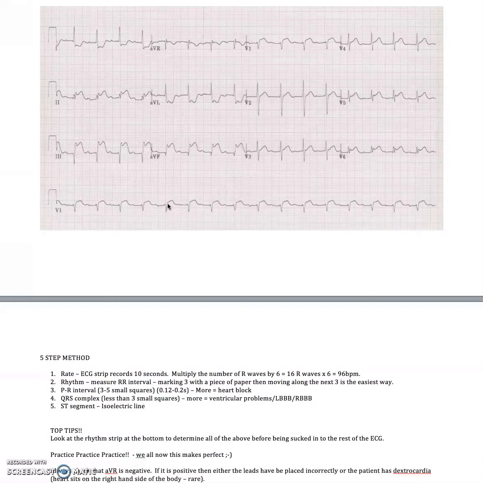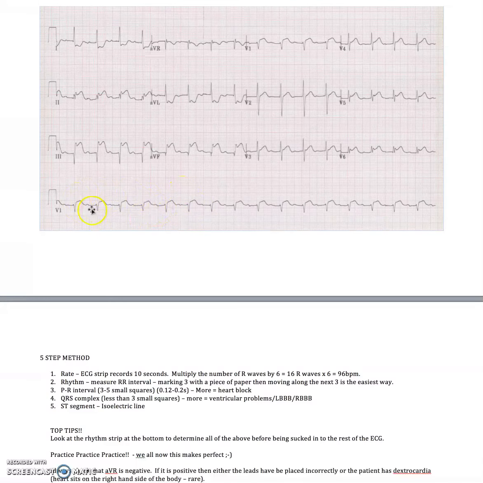So if it's above the isoelectric line, this would be ST segment elevation, because it's above, it's elevated. Okay. If this was below the isoelectric line, it would be ST depression, because it's depressed, it's sad, it's below the isoelectric line where it should be. Okay. And that we would call a non-STEMI. Simple, hey?